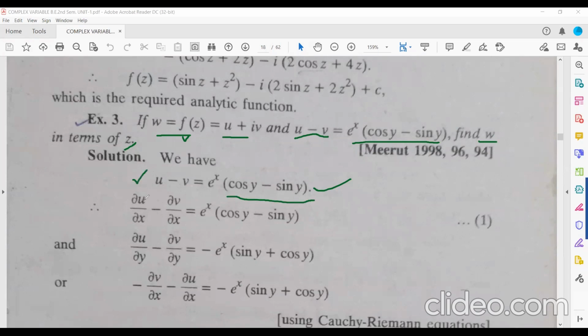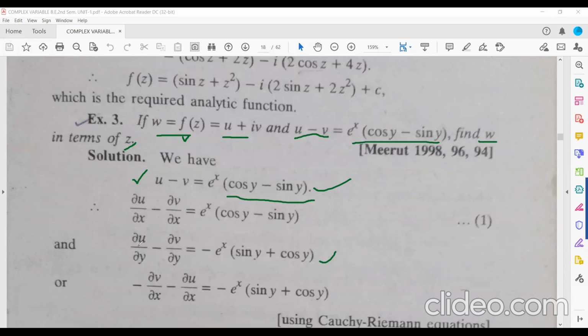Then again you differentiate, this time with respect to y. So del U by del y minus del V by del y. And here, since you are differentiating with respect to y, x will be constant. So keeping x constant, cos y differentiation is minus sin y, and sin y differentiation is cos y. So here minus, here also minus, so minus will be common. So e to the power x, sin y plus cos y. Now use the Cauchy-Riemann equation to convert this one.